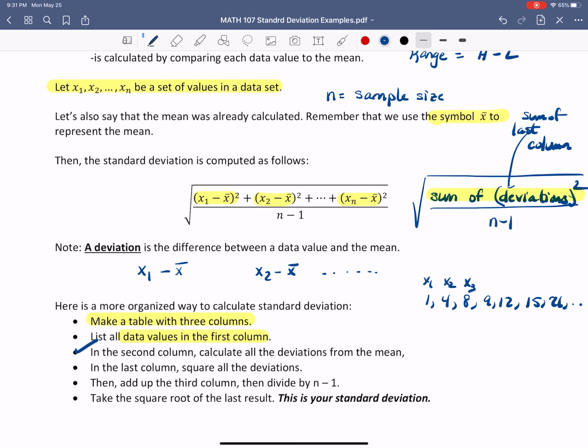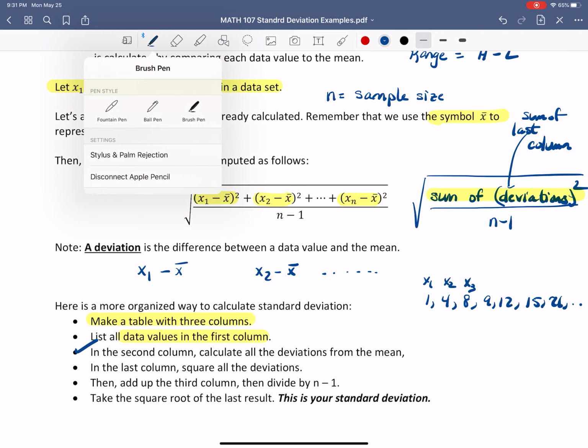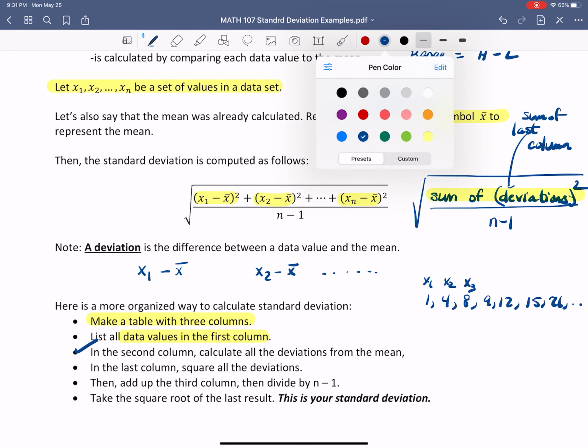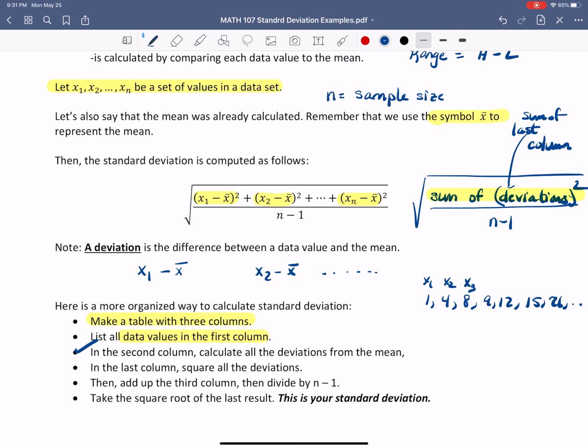Okay, and actually my pen is writing a little bit thick here, so I'm going to change that if I can. Oh, it is right there. Okay, never mind. I don't know what's going on then.